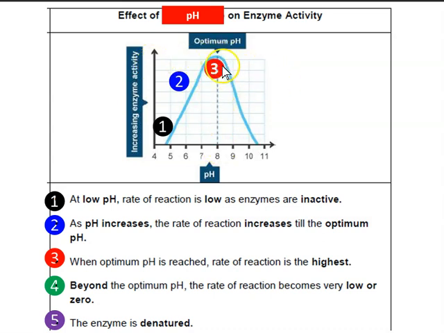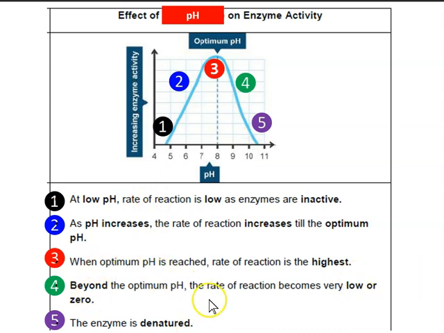Then beyond the optimum pH, which is pH 8, how do you know that this is the optimum pH? You just look for the highest activity, you draw a line to the graph and you draw it down, then you read the value here. Okay, after pH 8, you notice that the graph starts to decrease until it becomes 0 here, because the enzyme activity is very low or close to 0 because the enzyme is denatured.